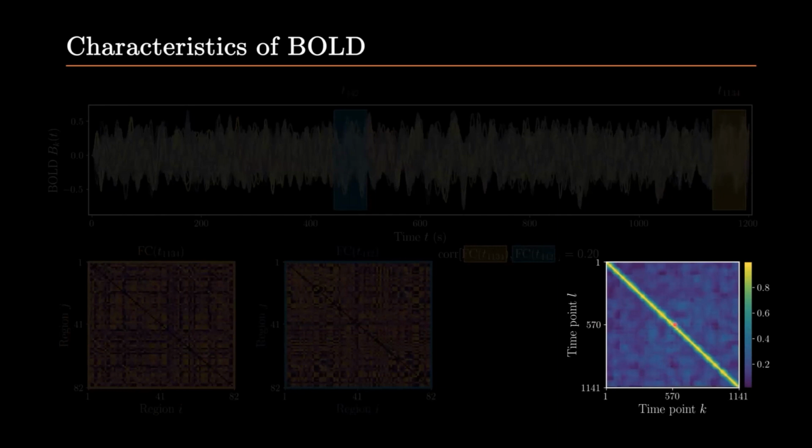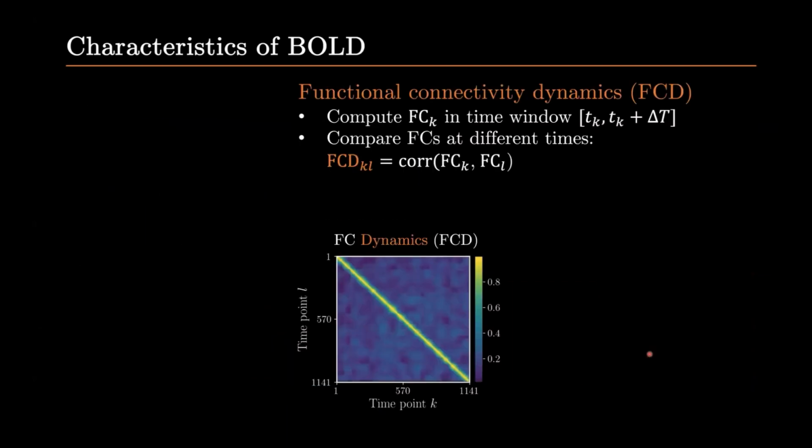So the FC is still similar, you have still bright pixels, but it's already less similar. And when you're far away from the diagonal, you will get much lower values, but you still see some sort of block structure. For example, this brighter block here means that the state at time 1050 or so was similar to the state at, let's say, 600. Okay, so this is functional connectivity dynamics.